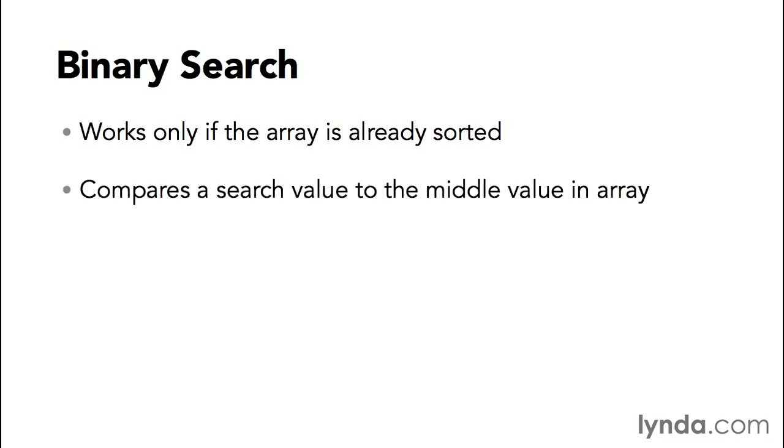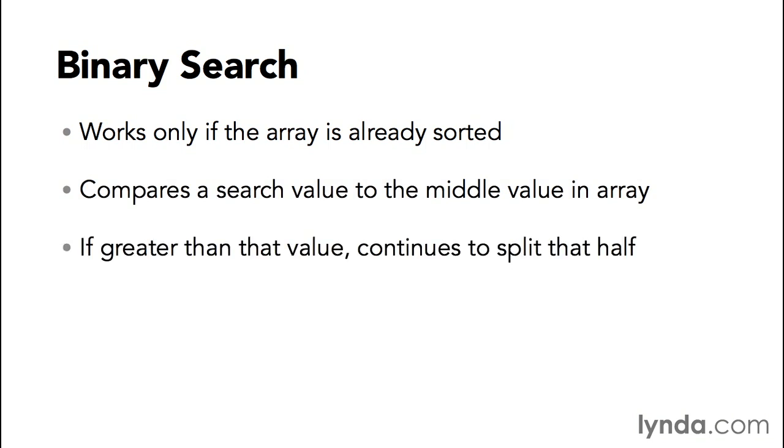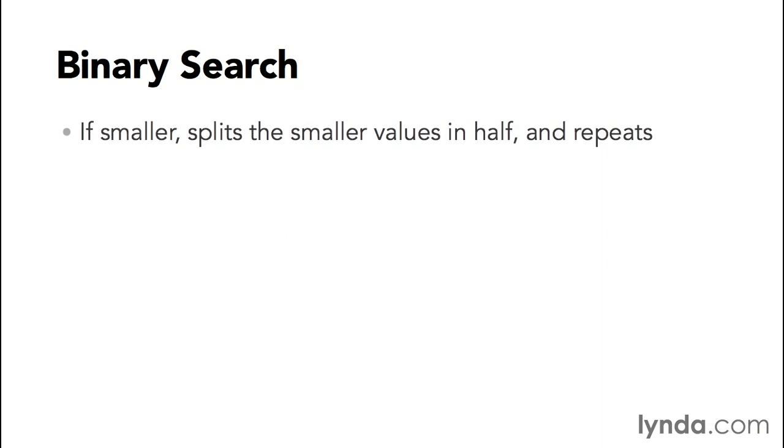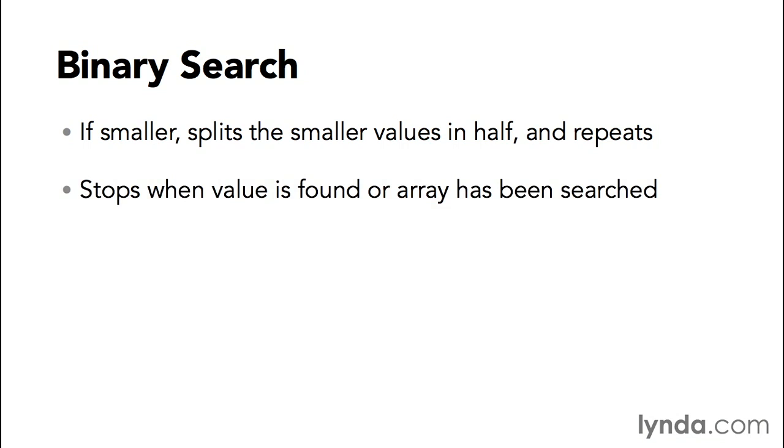The binary search starts by comparing the key value you are searching for with the middle value in your array. If the value is greater than the middle value, it repeats the process with the half of the array that might still contain a match. This process continues until either a match is found or the array cannot be split anymore.